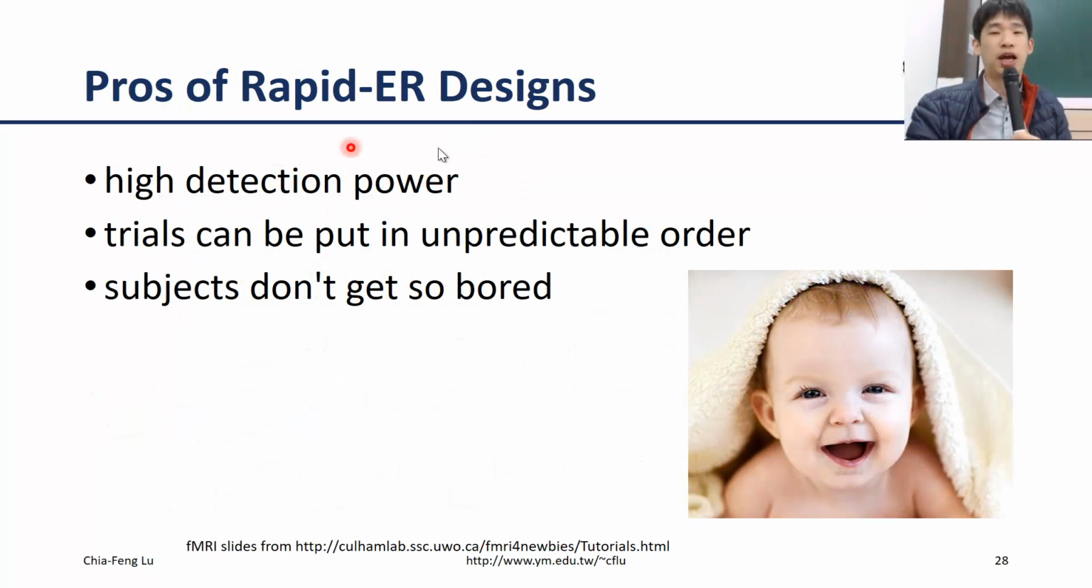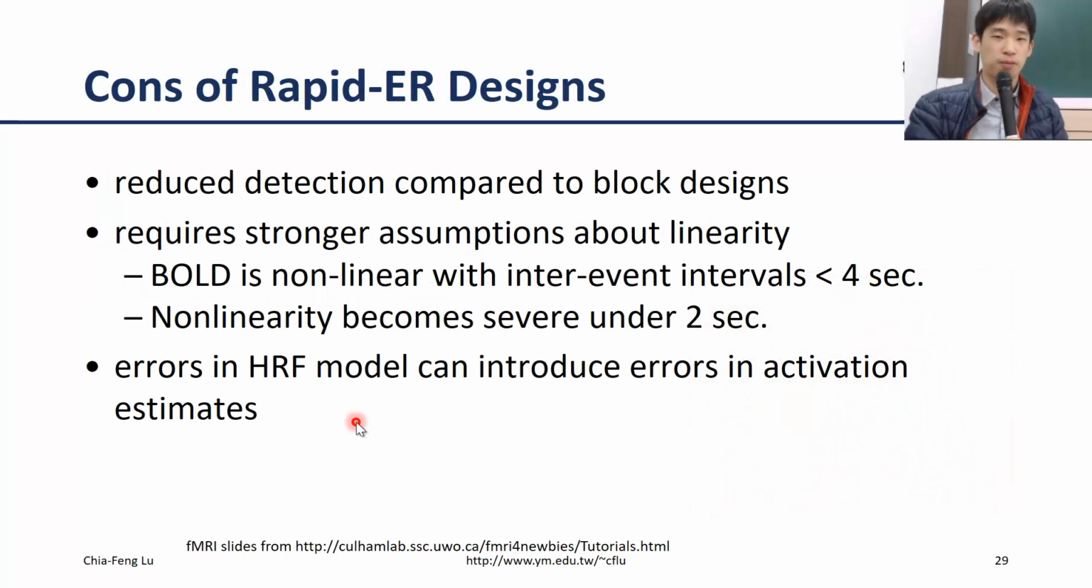So we say this is a high detection power, and it can put in an unpredictable order. This is very important because we say predictable order will reduce the brain activation. So now we can put in a very unpredictable order, and definitely subjects don't get so bored. So I think subjects will become very happy after they come outside the scanning room.